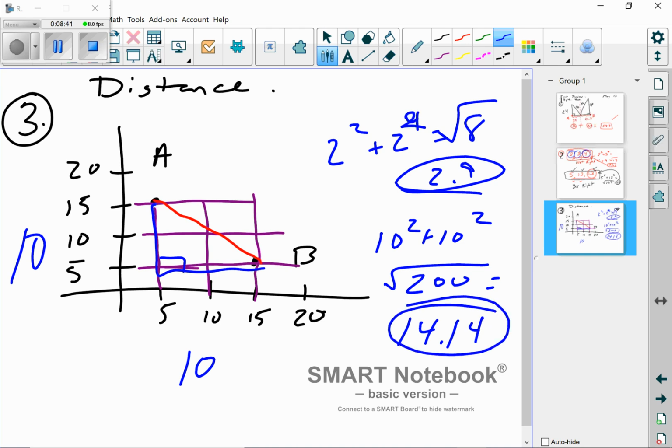It might be the case that on the test tomorrow you don't count the blocks. Above point A it says 5 and 15, and above point B it says 15 and 5. And you decide you'd rather use the formula, right? So we can use the formula here.